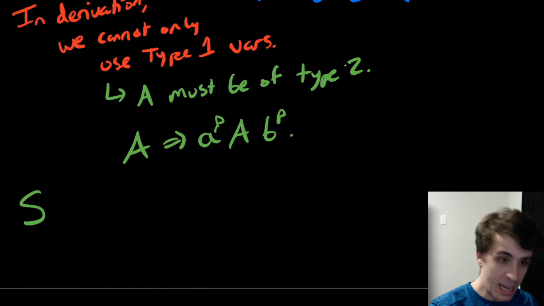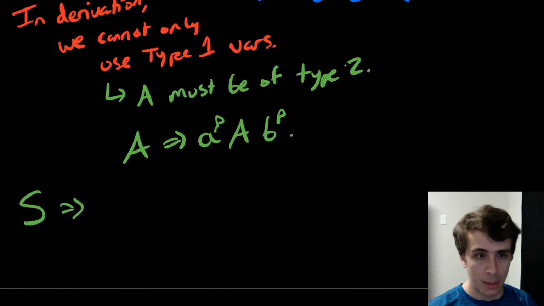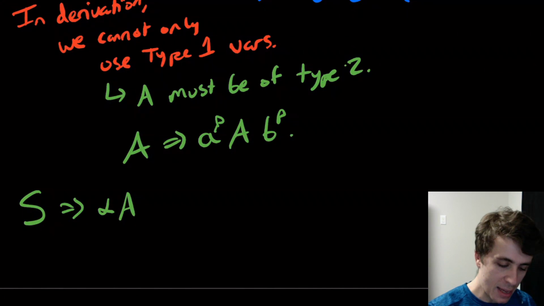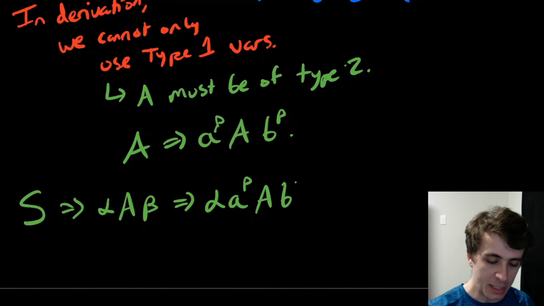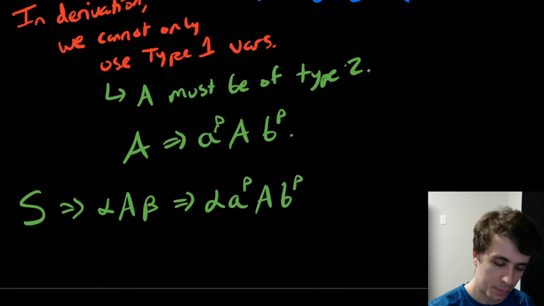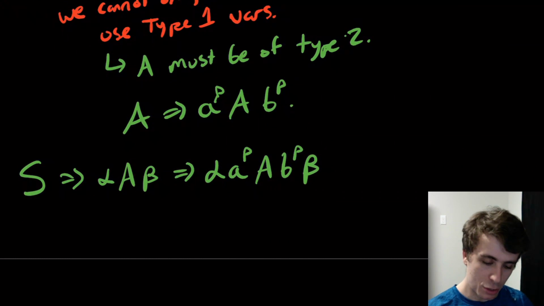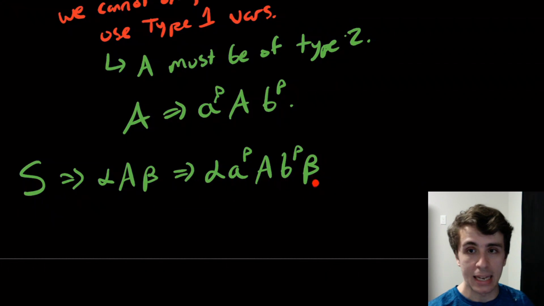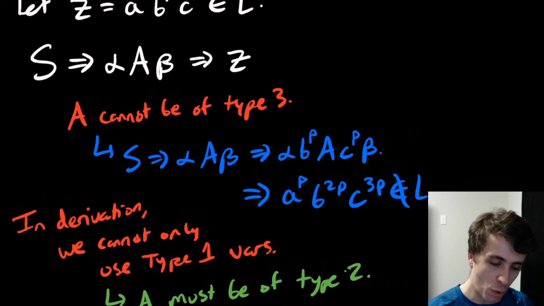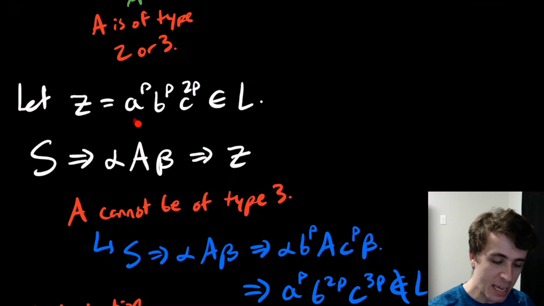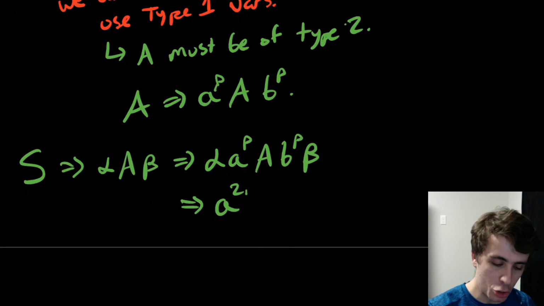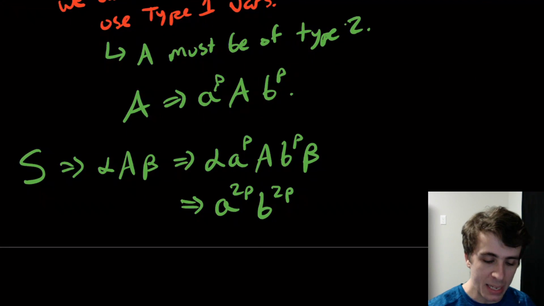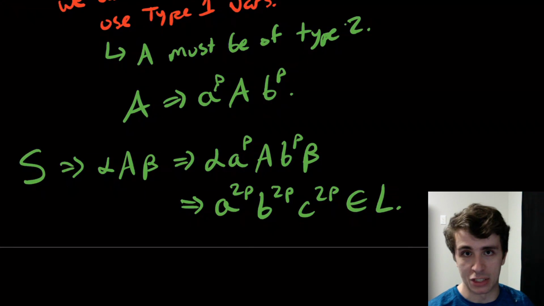So we have S will generate here alpha A beta, which is going to make alpha A to the P, B to the P beta, just by substituting this part right here. And notice that we're going to add P A's, we're going to add P B's, and 2P C's, because that's what we got up here. So the final string we'll get here is A to the 2P, we added P more. We're going to get P more B's, and 2P C's, which is clearly in L, obviously.